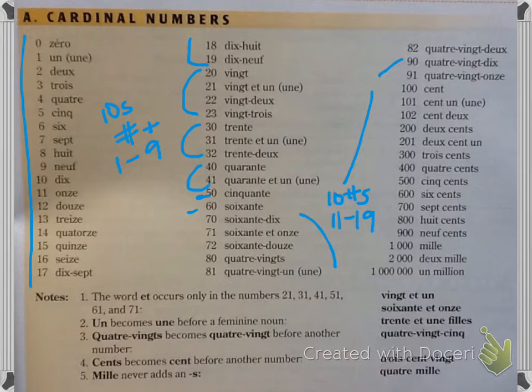So there are some notes down there at the bottom. Number 1, the word et occurs in the numbers 21, 31, 41, 51, 61, and 71. Number 2, un becomes une before a feminine noun. Number 3, quatre-vingts becomes quatre-vingt without the s before another number. Number 4, cents becomes cent without the s before another number. And mille, you never add an s. So, I will go through saying these, and s'il vous plaît, répétez.